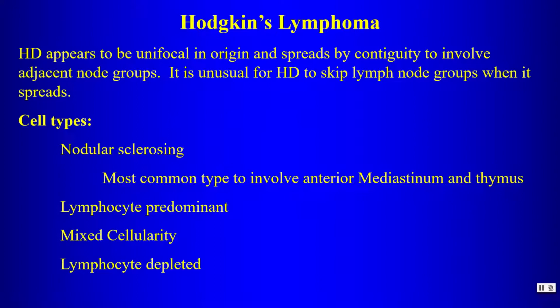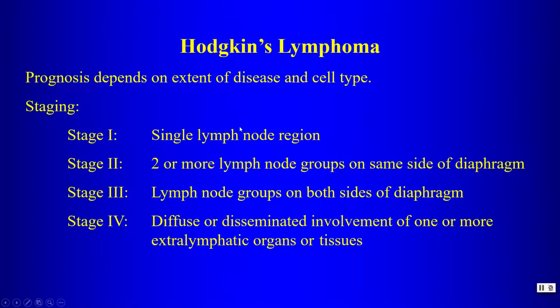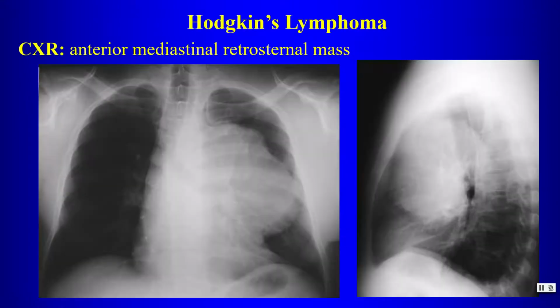It's unusual for Hodgkin's to skip lymph node groups when it spreads. Nodular sclerosing is the most common type to involve the anterior mediastinum and the thymus. So here is the staging system for Hodgkin's lymphoma. The prognosis depends on the extent of disease and the cell type of the tumor.